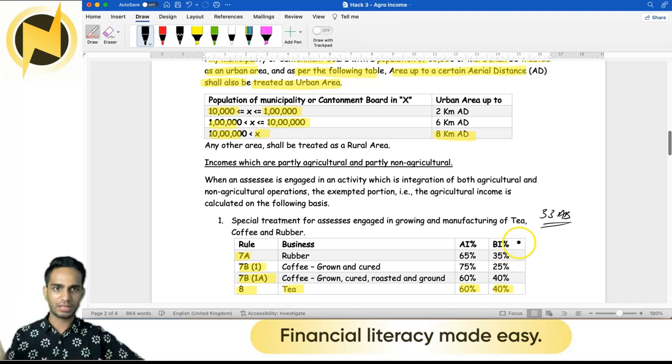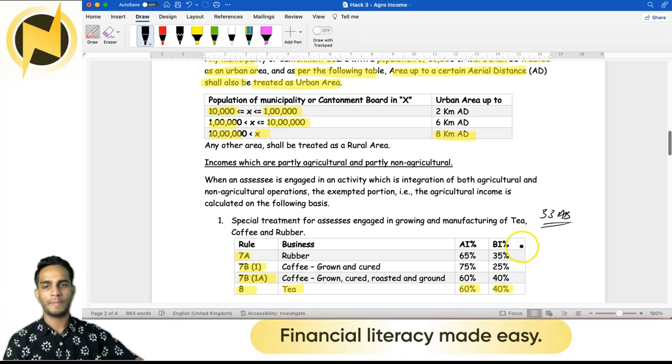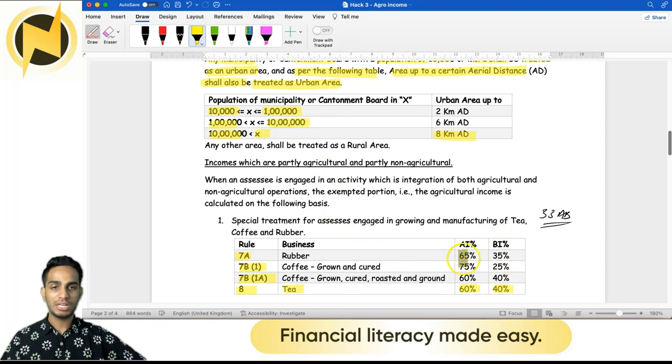Alright, agricultural income and section 33AB. Now, if this particular person had been into the business of rubber, then his proportion would be as follows. 65% agricultural income, 35% business income. Just pay tax for 35.